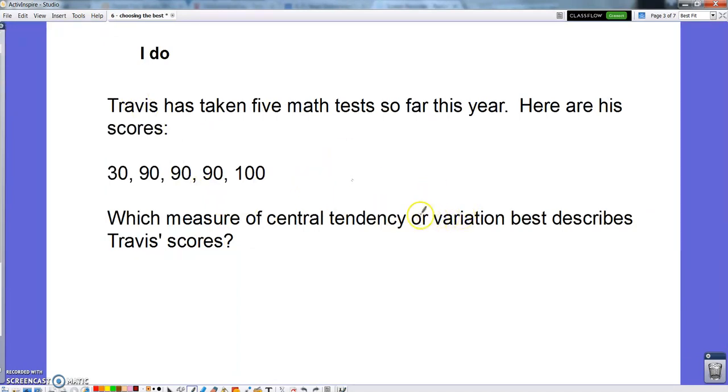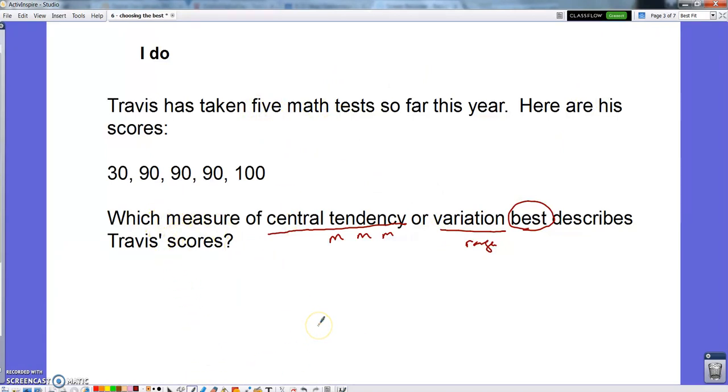So let's look at this situation. Travis has taken 5 math tests this year so far. Here are his scores. And the question is, which measure of central tendency, remember that means mean, median, and mode, or variation, that means range, best describes the data? So we're kind of saying, which one's really the best answer to the question? Or maybe which two are the best? How would you go about picking the best way to describe this data out of all the ones we have?